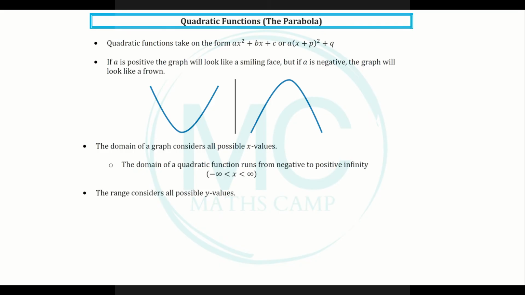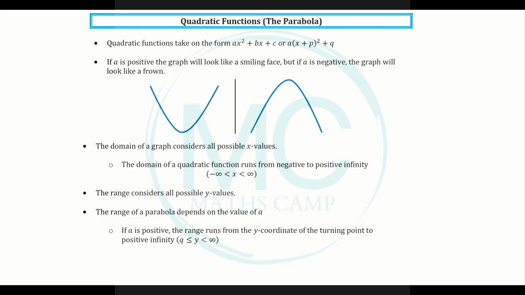The range considers all possible y values. The range of a parabola depends on the value of a. If a is positive, the range runs from the y-coordinate of the turning point up to positive infinity. But if a is negative, the range runs from the y-coordinate of the turning point down to negative infinity.